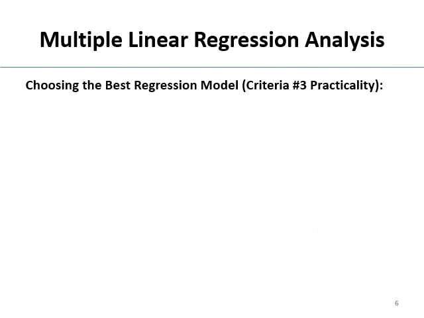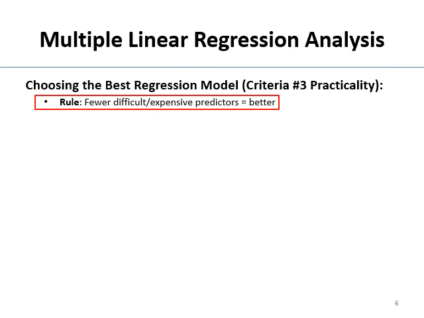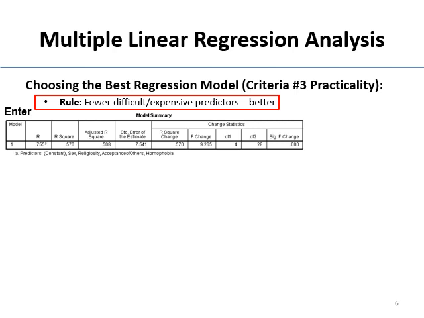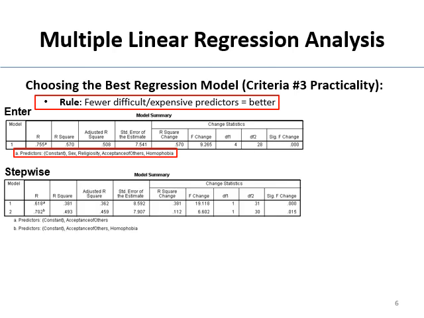So finally, we have criteria number three. That is practicality. Are some of these things more of a pain in the butt to collect or more challenging to collect than others? Let's see. So the rule is that a model with fewer difficult or expensive or whatever it is, pain in the butt predictors might be a better model to choose. So there's enter. Enter's got everything. So again, it's the worst.